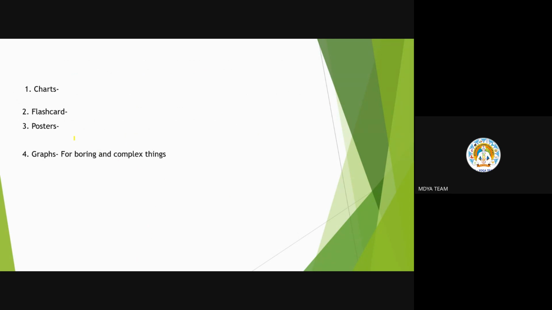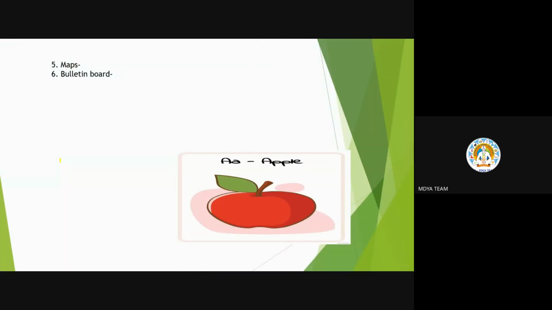So visual instruction facilities: flash charts are there, flashcards are there, posters are there, graphs. And what is the sole purpose of the graph? These are used for certain boring and complex things to make the learner more engaged. Okay, with the help of graphs, the engagement or active participation of the student increases. So graph is for boring and complex things. Next is map and bulletin board. This is an example of a flashcard.